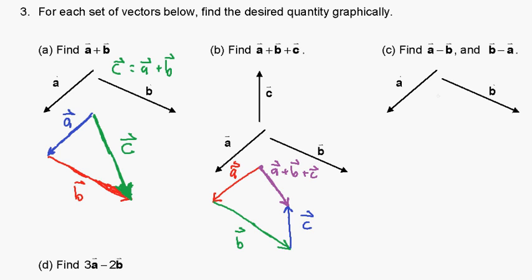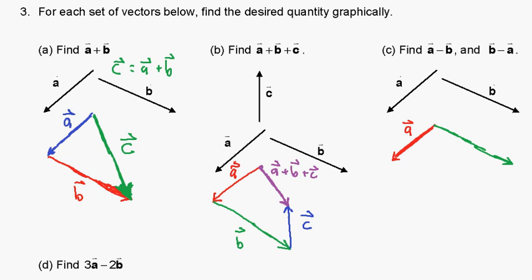Okay, so for the next part, I want to find a minus b and b minus a. So let's start with a minus b. To find a minus b, there's our a again, and we put the vectors tail to tail. I should put an arrow on a. There's a. Okay, and then put them tail to tail, and we do this.